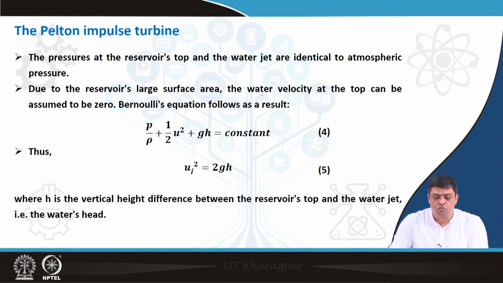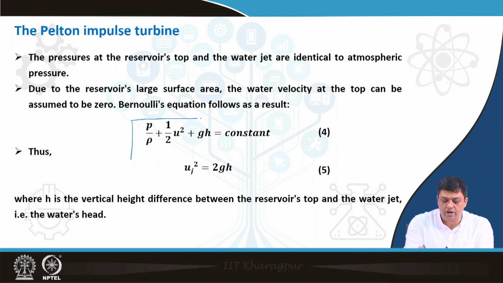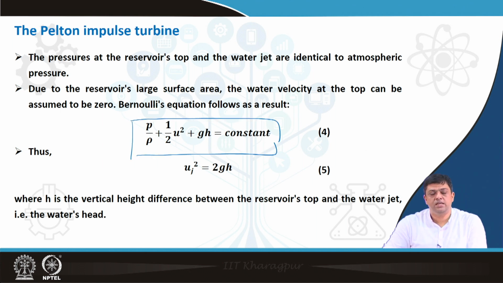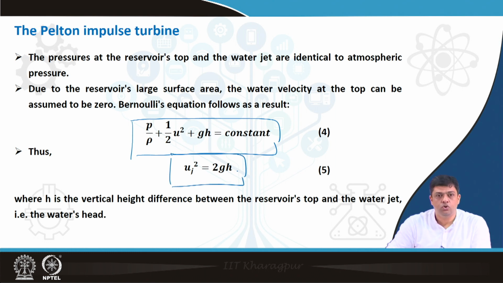Using Bernoulli's equation, what can you write? You can immediately write P by rho plus half U square plus gH is constant. Thus, Uj square becomes equal to 2gH, where H is the vertical height difference between the reservoir's top and the water jet, that is the water head. So, you may sometimes write Uj square is actually equal to 2gHA, where HA is the available height.